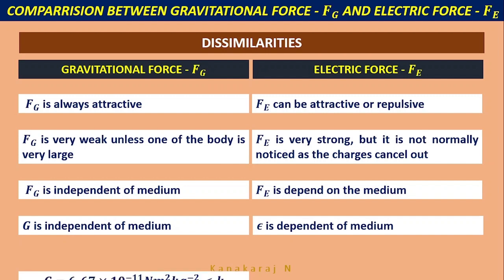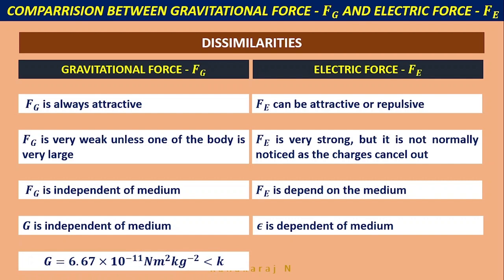The value of G is 6.67 into 10 power minus 11 Newton meter square kilogram power minus 2. This is very, very small compared to K. So the gravitational force is weak.